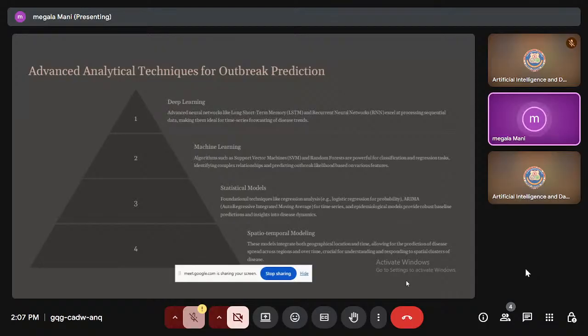And the fourth one is the spatio-temporal model. Here we have to focus on geographical location and time. We have to predict the disease based on the condition, geographical region and time, and how much it will spread will be calculated. So these are the advanced techniques for outbreak prediction.